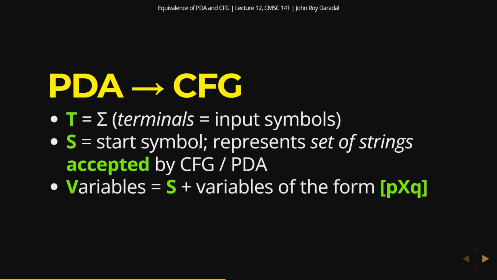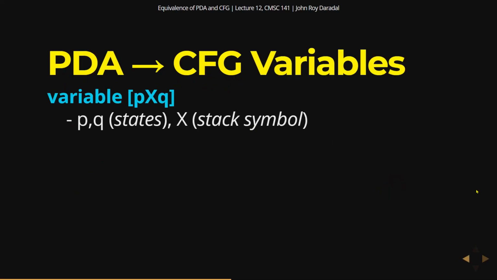Now for the set of variables, it would be S, which is the start symbol, and other variables would be of the form [PXQ] in square brackets. Let us discuss this form of the variable, because all variables in the equivalent CFG will have this form. So what does this form mean? For the variable PXQ, the P and Q here are states, and X here is a stack symbol.